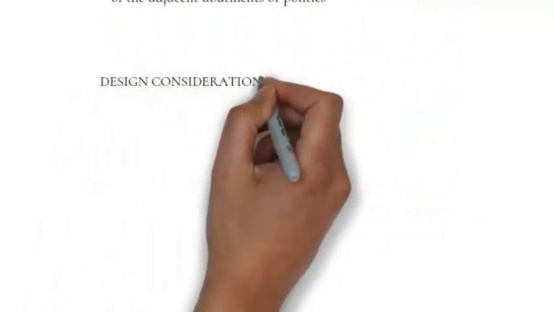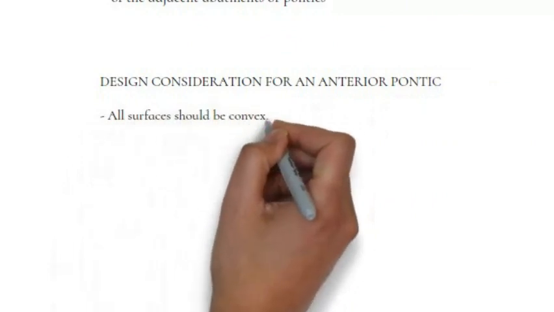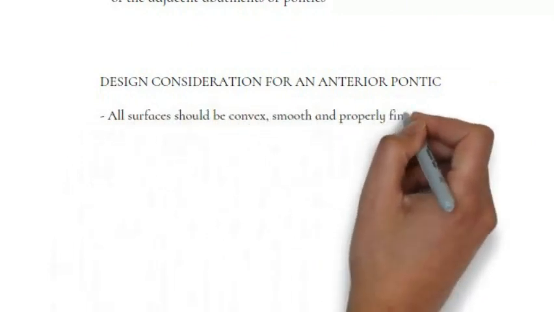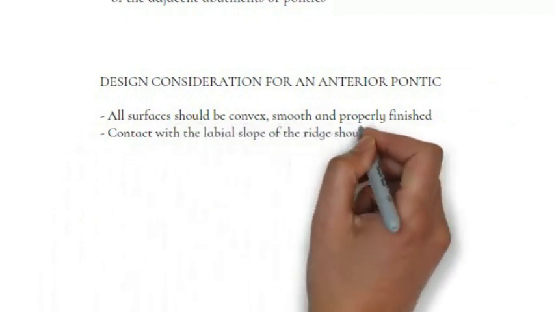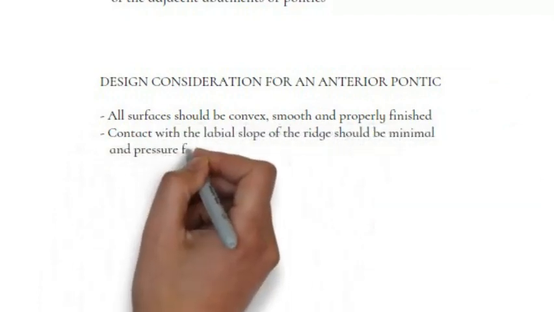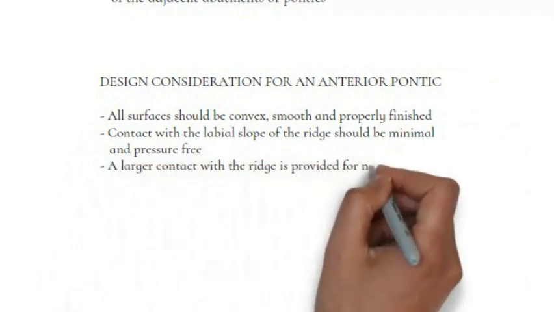Design consideration for an anterior Pontic. All surfaces should be convex, smooth, and properly finished. Contact with the labial slope of the ridge should be minimal and pressure free. A larger contact with the ridge is provided for a natural look.